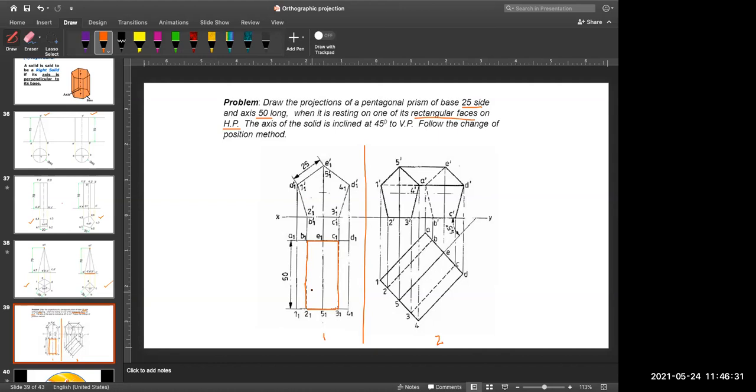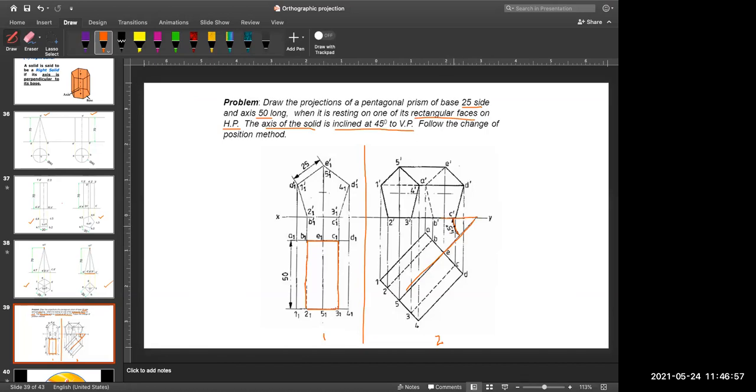Now, after this, what is the next part of this question? The axis of the solid is inclined at 45 degrees to the vertical plane. Now, here you can see this is your axis, and it is making 45 degrees with your vertical plane.